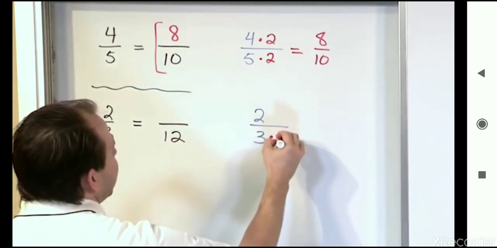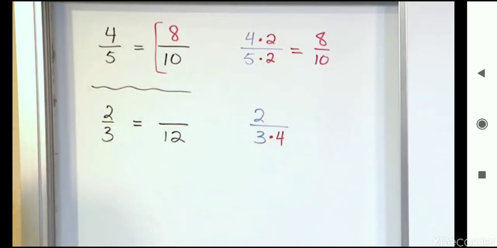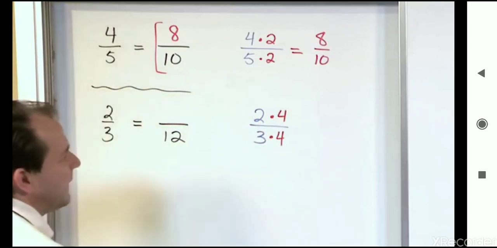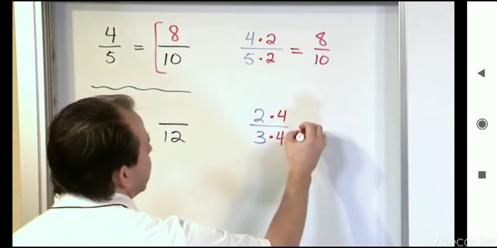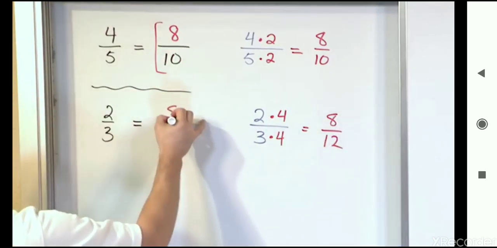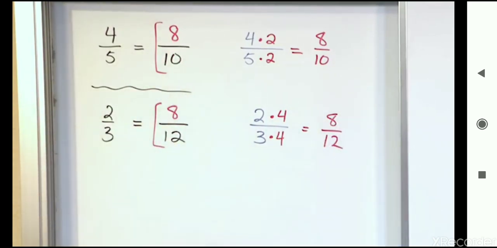Well, I'm going to have to multiply by 4, because 4 times 3 is 12. But if I do this, I'm going to also need to multiply by 4 on the top. That's the only way to keep it balanced. And when I do this, 4 times 2 is 8. The bottom number is 12. So this, again, is going to be 8/12. All right? So this fraction, 8/12, is the same as 2/3.